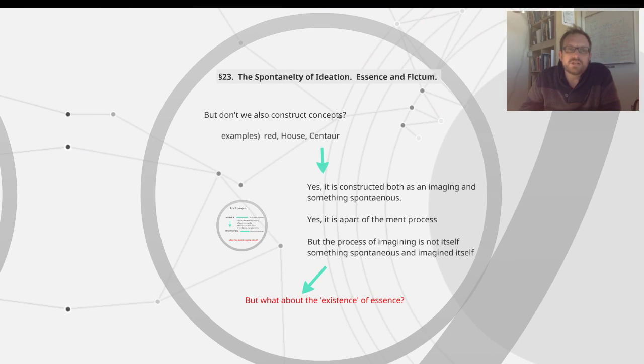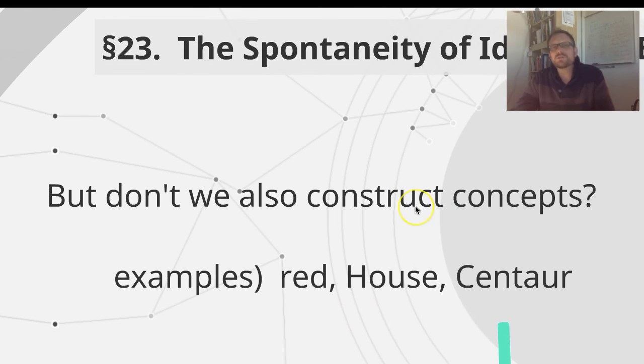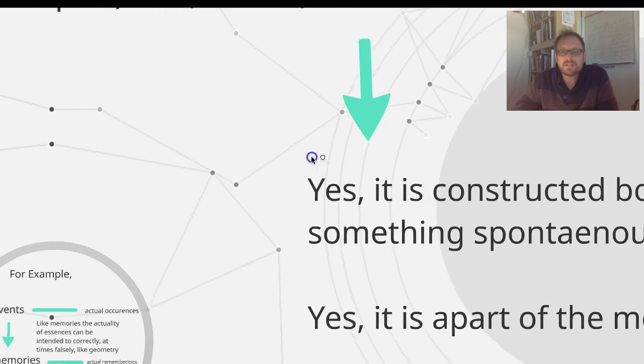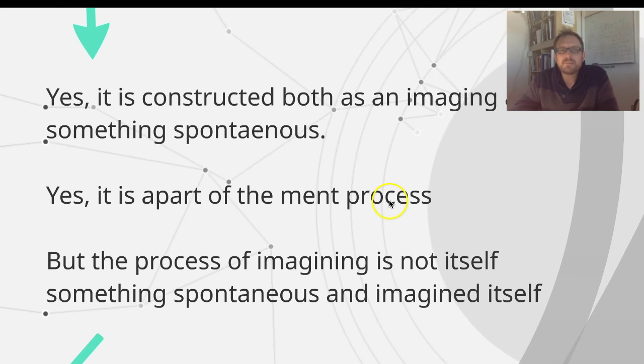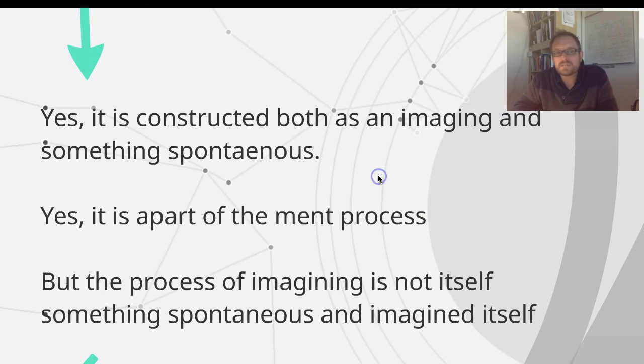So the next section, 23, the spontaneity of ideation. Now I've used this term spontaneity a little bit, and essence and fictum, right? So Husserl says here, but don't we do construct some concepts? Like for instance, the concept of rent, the concept of house, the concept of senator, right? Yes, that is constructed both as an imagination or an imaging and something spontaneous.